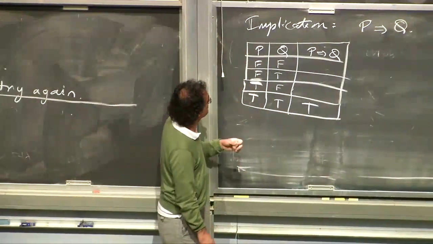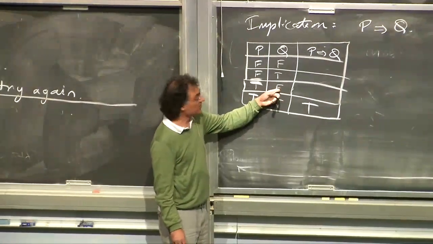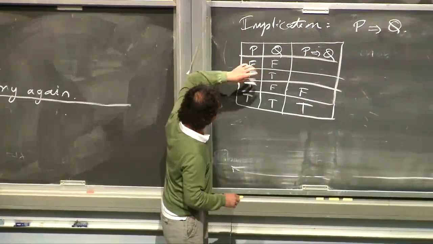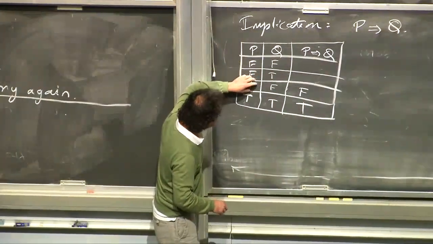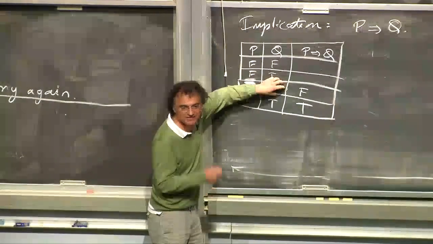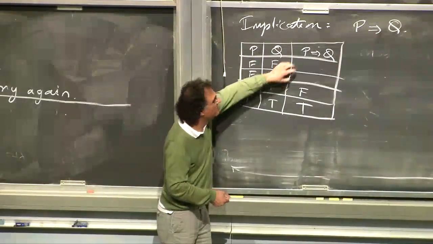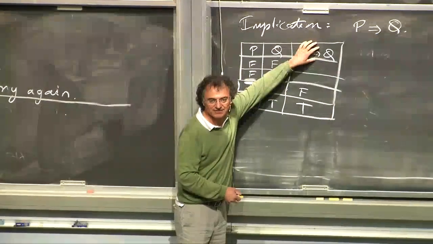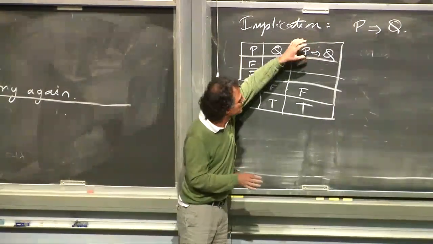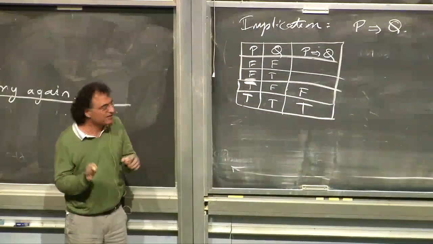How about P is true, Q is false? It's false, right? Because P implies Q is telling us that whenever this is true, you have every right to expect this to be true. In fact, you can demand that this is true. And when it's not true, you can go back to P implies Q and say, that wasn't right. What you told me was not right. So P implies Q, you're false. Right? So that's the way to think about it.